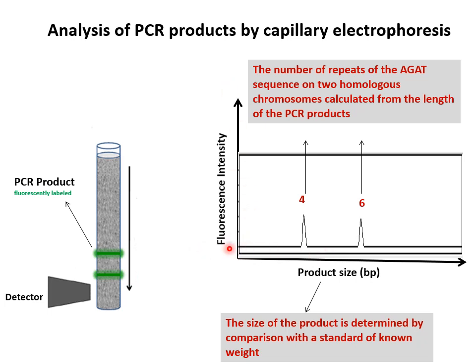On the y-axis we have the fluorescent intensity, and here we can see the appearance of the first product containing 4 repeats, and here we can see the second product which appears later, and it contains 6 repeats. So in fact, based on the size of the PCR product, we can calculate the number of repeats back. And the size of the product is determined by comparison with the standard of the marker, which has a known weight. So this is how it works, and let us see the real data for the particular locus.